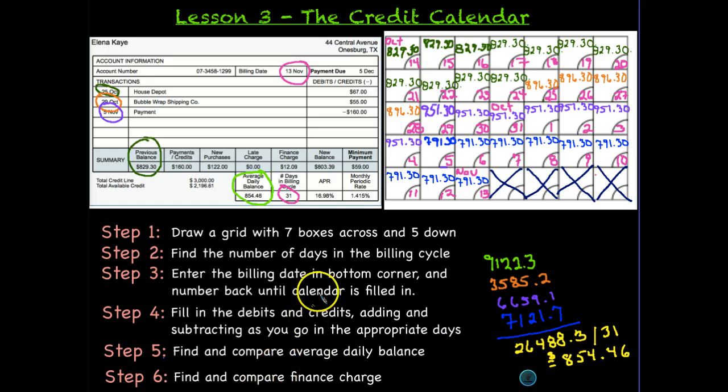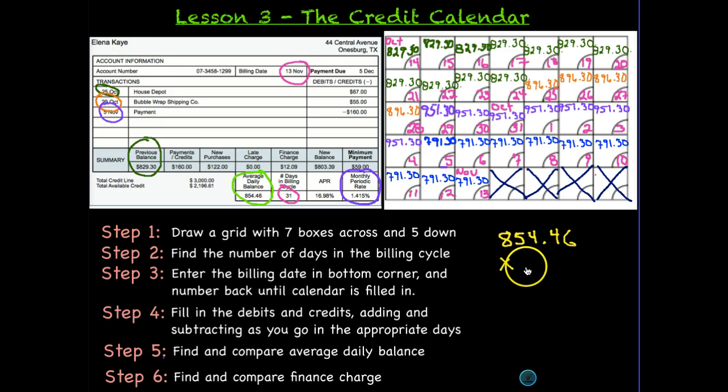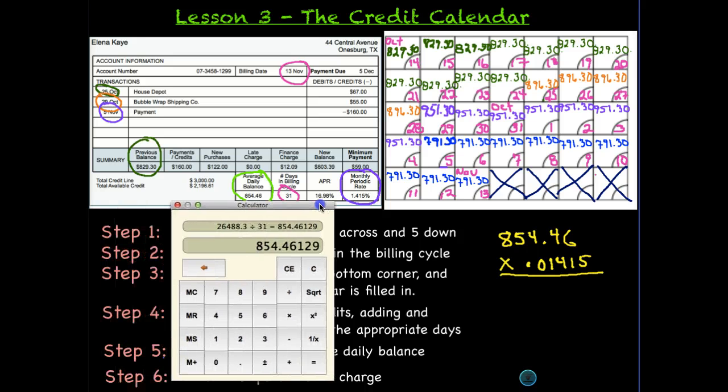Now let's find and compare the finance charge. If we look up here on our calendar, you can see that the finance charge, the monthly periodic rate, is 1.415, which is what we would multiply the 854.46 by. Remember that when you're multiplying, you want to make sure to multiply by the decimal equivalent. If we move the decimal 2 places to the left, we get 0.01415. And that's what we will multiply in order to verify the finance charge on this statement.